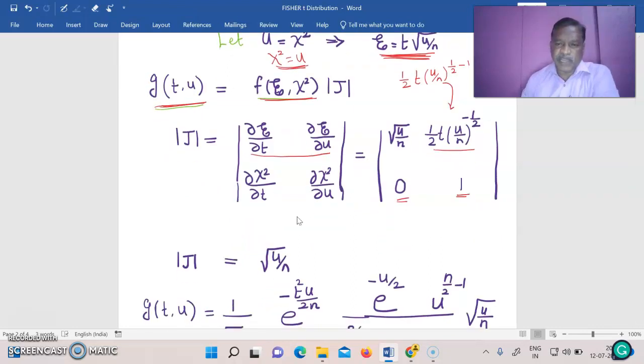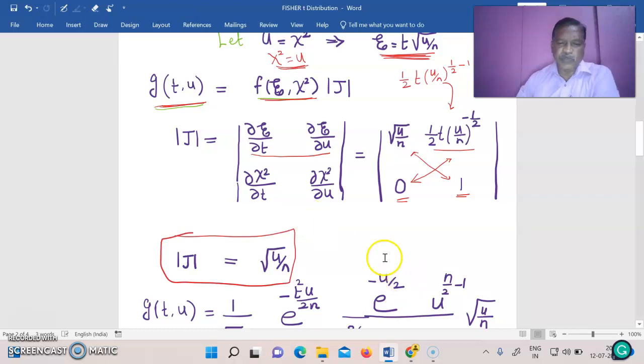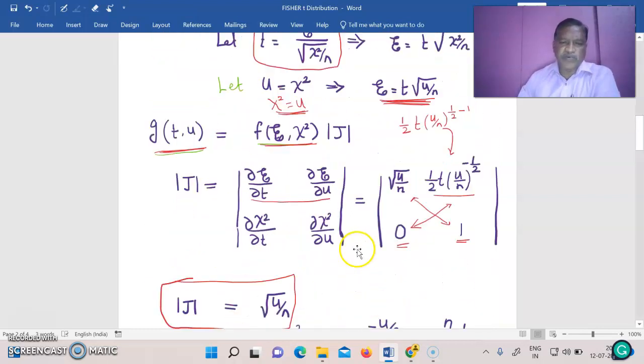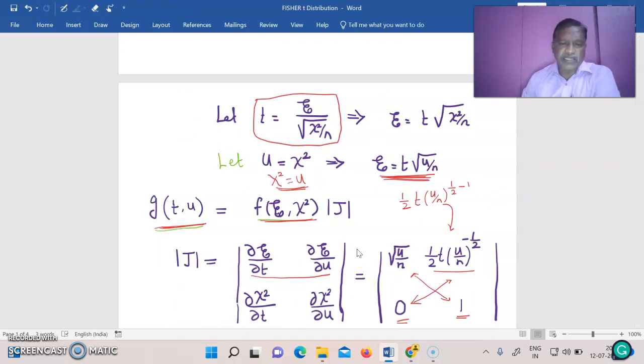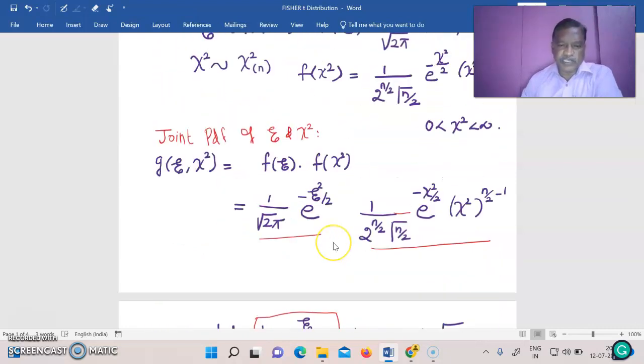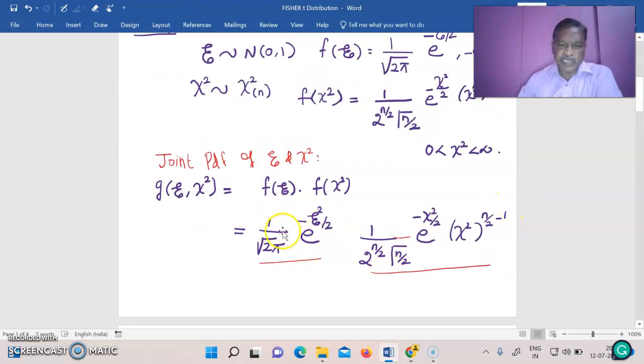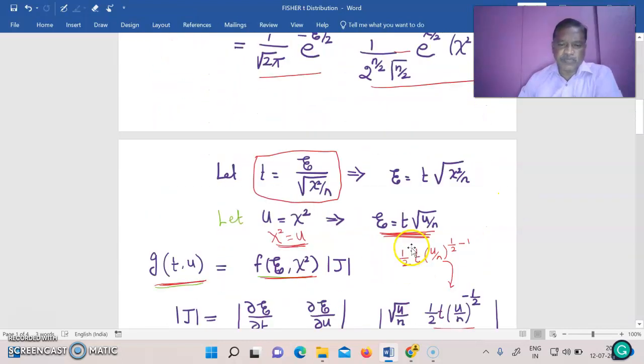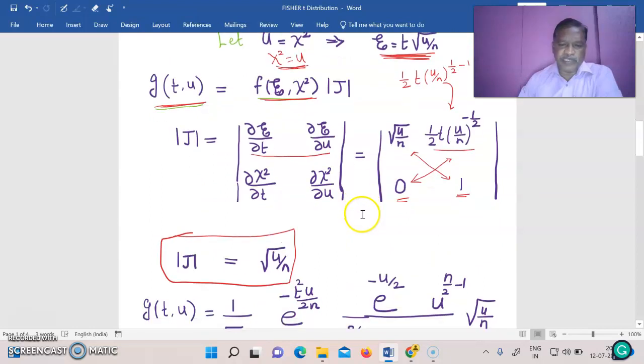So upper diagonal value 0, minus lower diagonal value square root of u by n. So the Jacobian transformation gives us square root of u divided by n. Now in the joint density function of t and u, you substitute the new random variables in this function, and you substitute the Jacobian transformation value.